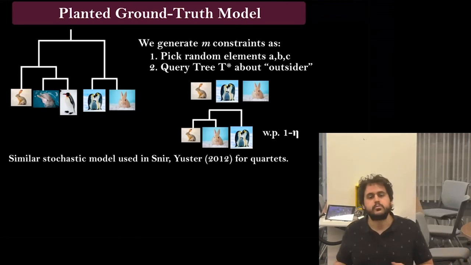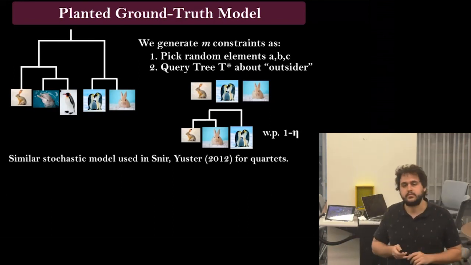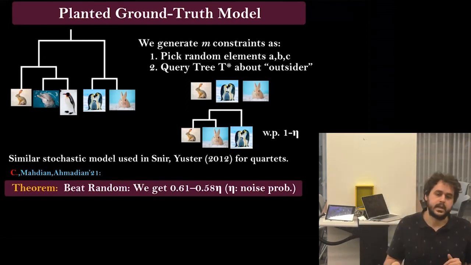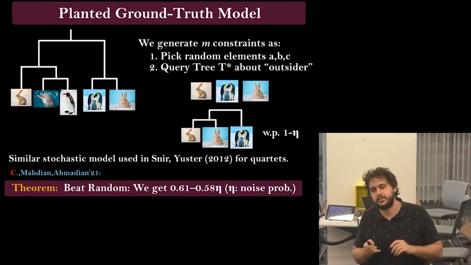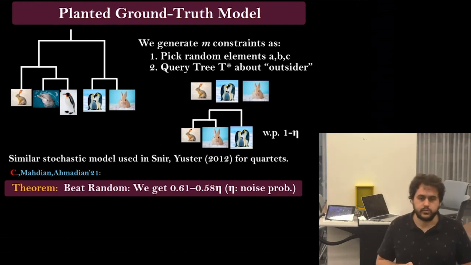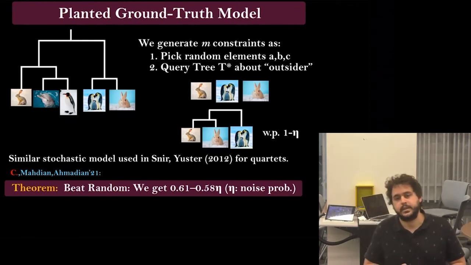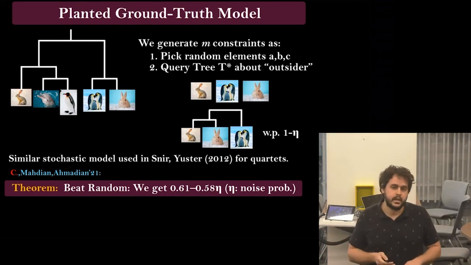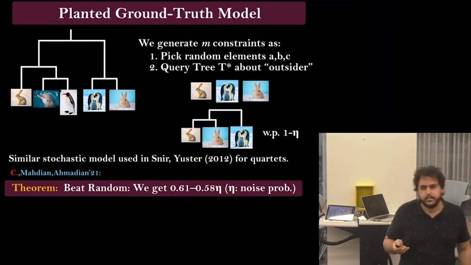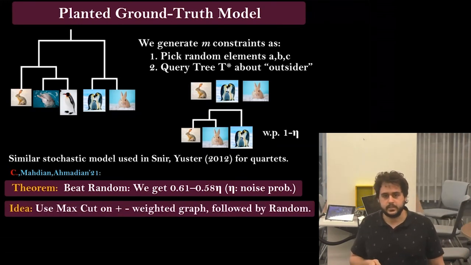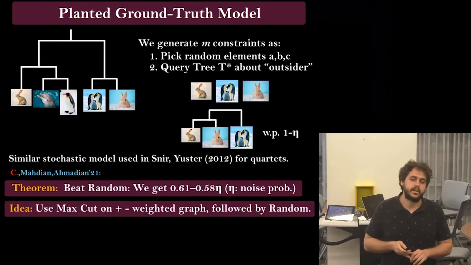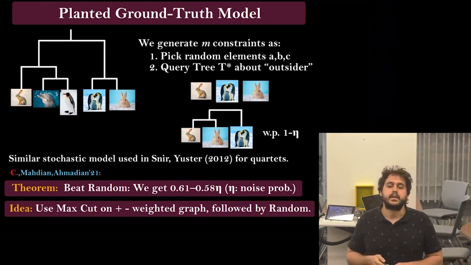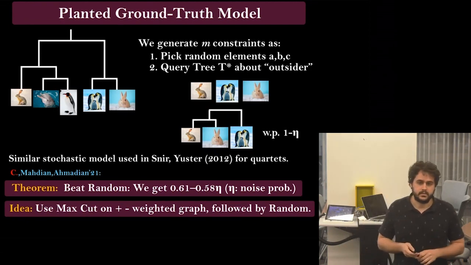This planted ground truth model has been studied before, but it was studied for quartets. And the theorem is that we can beat random and get something like 60% minus some function of theta of the total number of triplets that we give. Okay, I just want to show one picture about the analysis. The idea is to use max-cut on a graph that has both plus and minus weights, and then follow it by a random flip. Okay, and perhaps this can be improved.